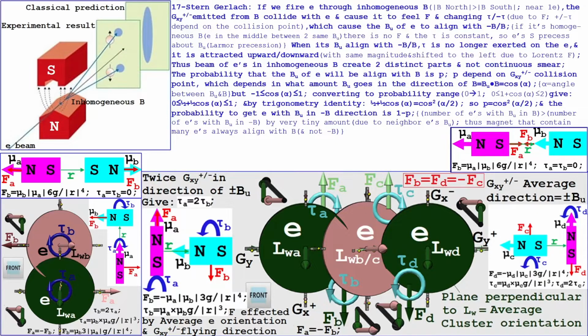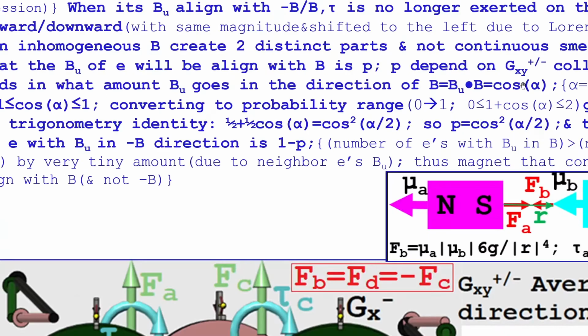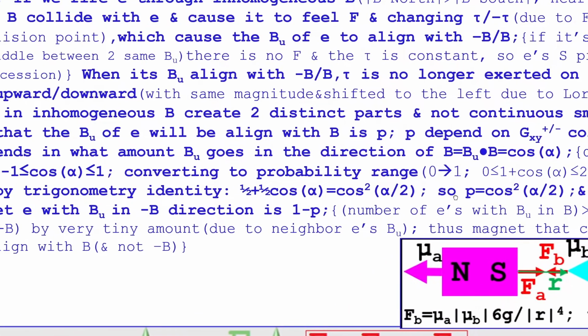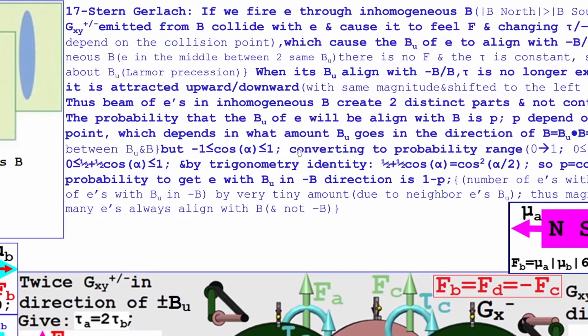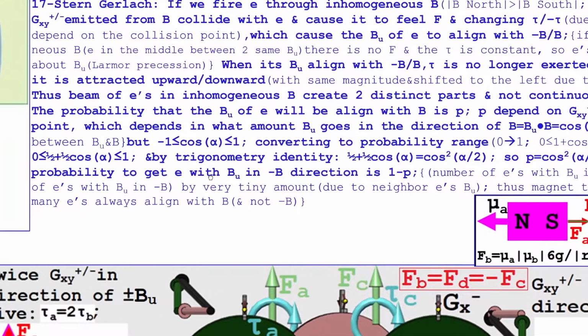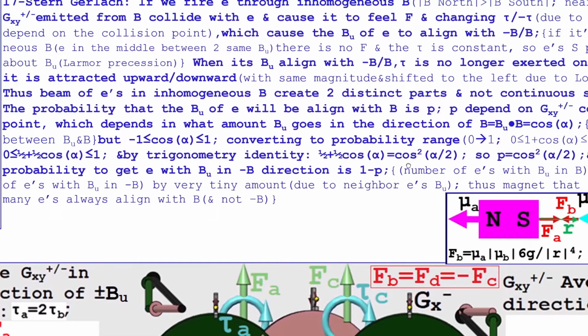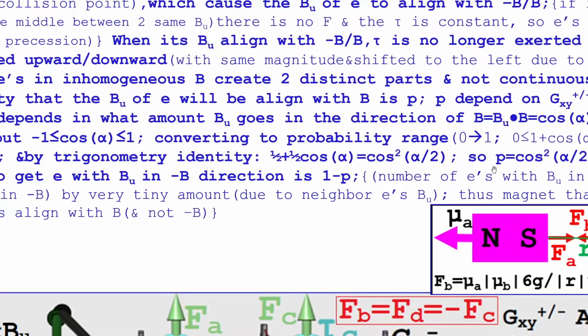The probability that the electron's internal magnetic field will be aligned parallel to the external magnetic field depends on the G sub xy collision point, which depends on the extent to which the internal and the external magnetic fields go in the same direction, in other words, on their dot product, or the cosine of the angle between them. However, the cosine range is 1 to -1, and a probability range is 1 to 0. A simple range conversion and some trigonometric identities show that this probability equals the square cosine of half the angle. Exactly what we get from quantum mechanics.